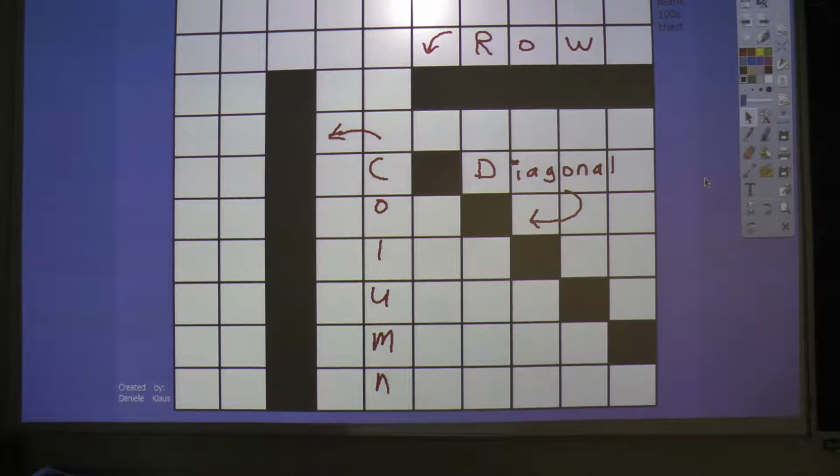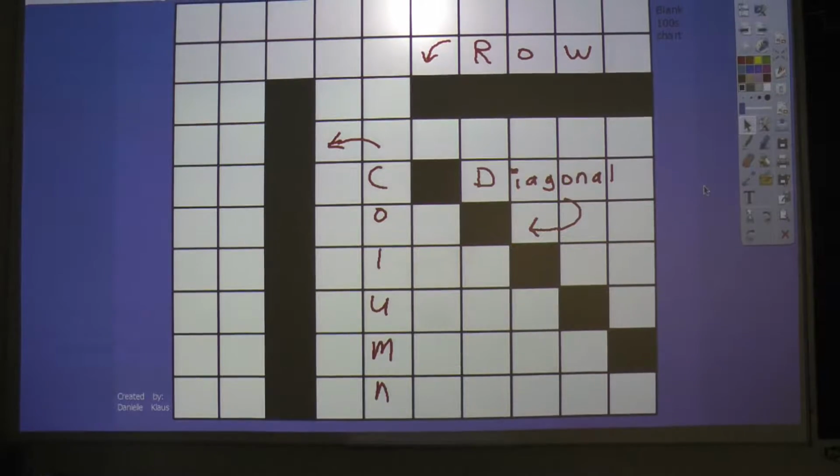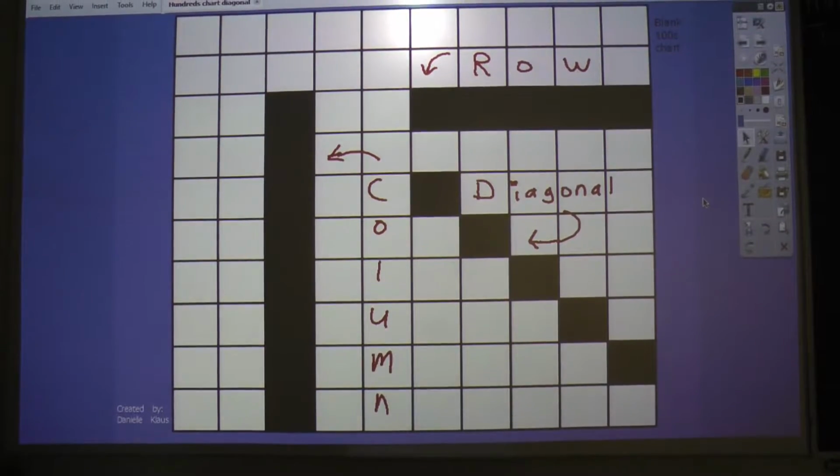The first thing I want to discuss is to make sure we understand a couple of vocabulary terms and know what directions columns, rows, and diagonals run. Take a moment to study this chart and memorize the directions of each of these terms.